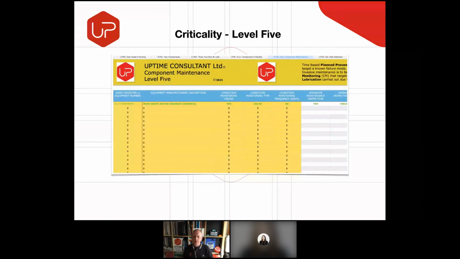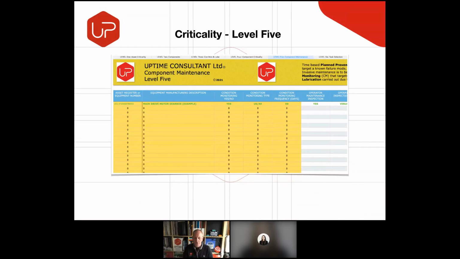We get into level 5, and some of that component information, by the way, is transferred directly from level 2 into level 4. So you can join, obviously, the spreadsheet from one sheet into the other to fill your database. And then this part, we look at, on these particular components, what kind of maintenance can we do on them?